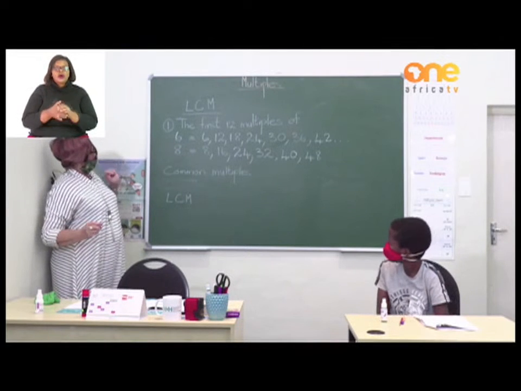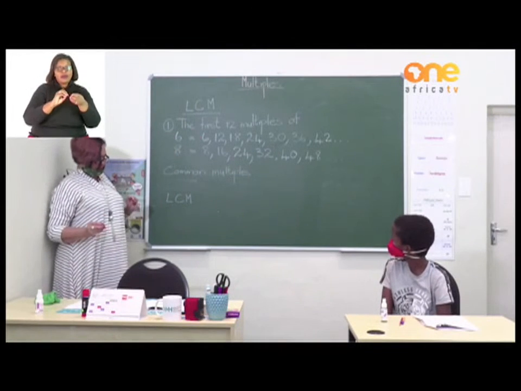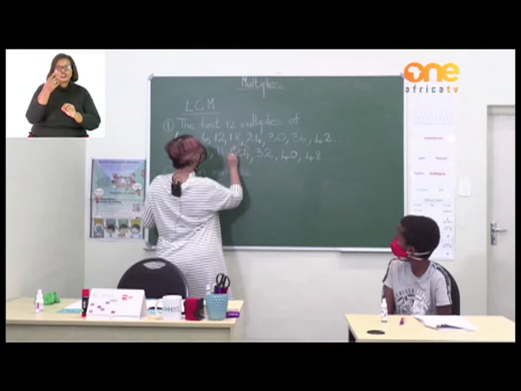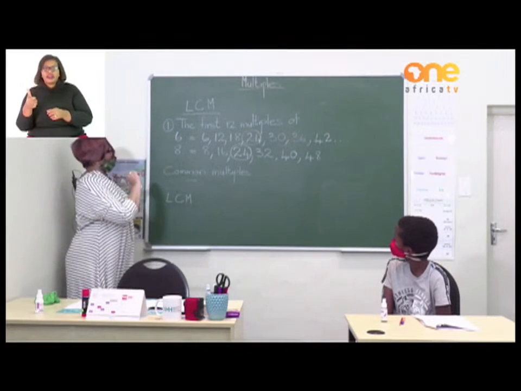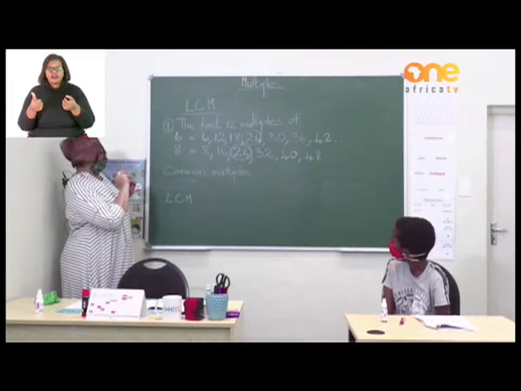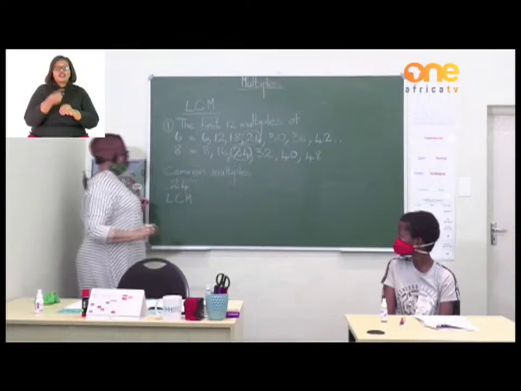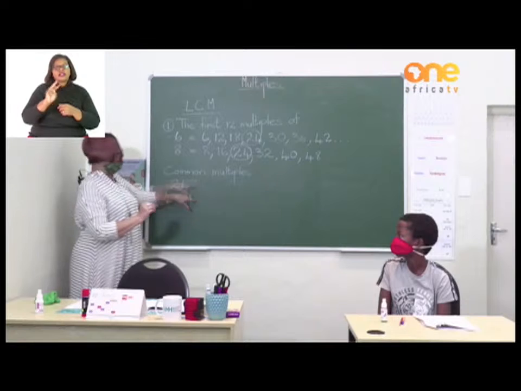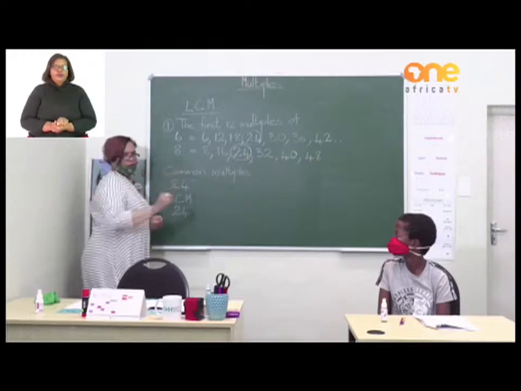Pomwene, can you find the common multiples in these two sets of numbers? 24. What? Which one? 24. He says 24. Say another one. You find another one? No. So the only common multiple that we have here is 24. So it means our LCM, our lowest common multiple of 6 and 8 is 24.